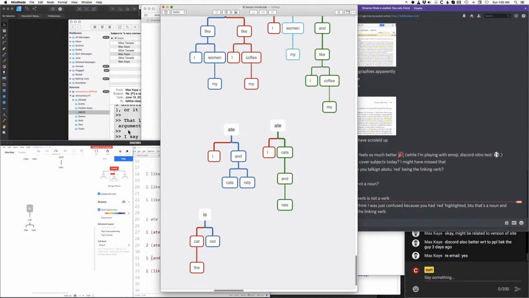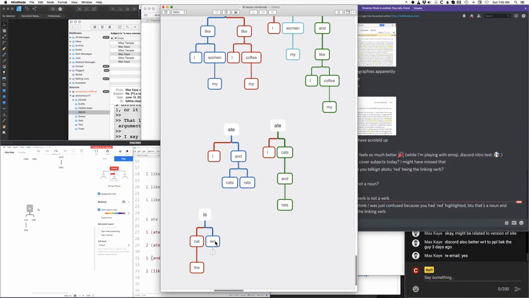Okay, I see why you made the tree that way, because red is telling you information about the cat, so it seems like a modifier for cat, right? However, red is functioning like an object. It is a thing that goes with the verb. We have a subject of the verb, and then the other half of the link is the complement. Very similar to an object. It is kind of like the thing being acted on.